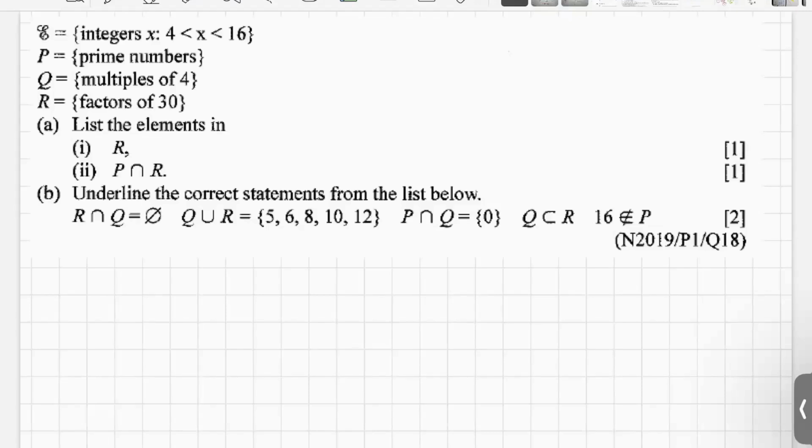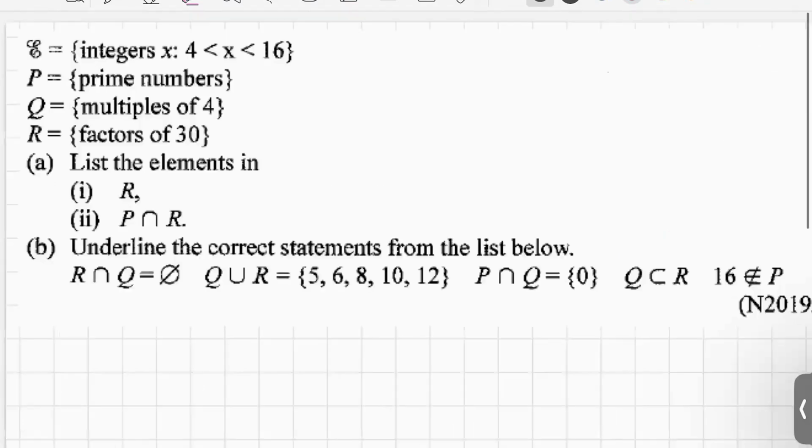Let's look at one of the typical sets and notation questions. This is actually a question from the TYS 2019. So this is not meant to be very difficult. In fact, this is what you will expect in an exam, whether in prelims or in O-level. This is a very standard question.